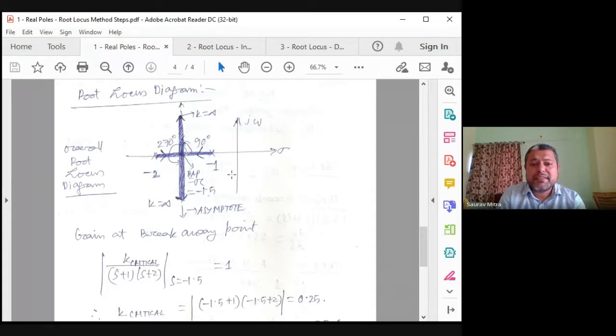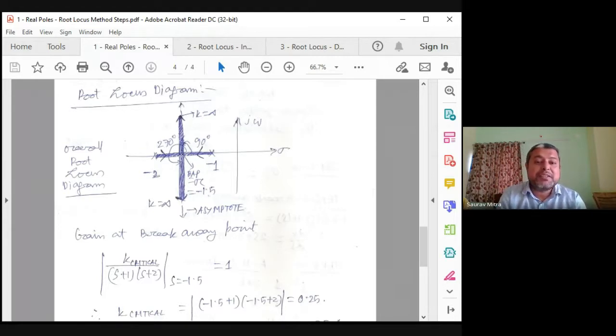That means this is the j omega axis. Initially k is equal to 0. So at the lowest gain k, we are finding the poles are placed at -1 and -2. You are increasing the value of k a little bit for a higher gain, which is called k critical. K critical is different and k marginal is different.